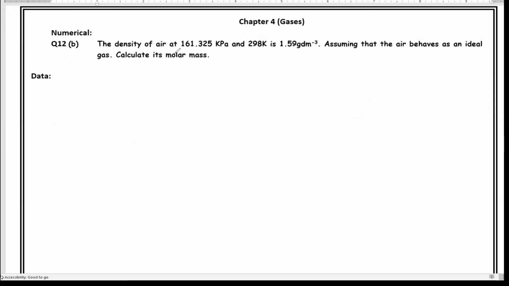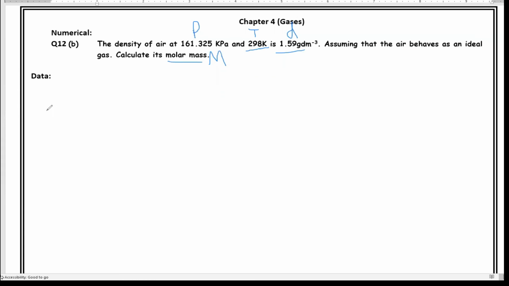The question is the density of air at 161.325 kilopascals, means the pressure is given to you in kilopascals. Then temperature 298 is given to you, and the density is 1.59 grams per dm cube. Assuming that air behaves as an ideal gas, calculate the molar mass of this gas. This you have to find. Now we arrange the data.